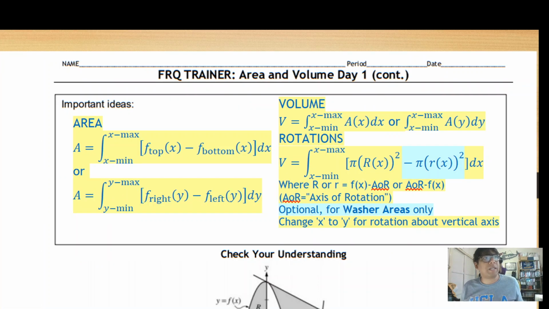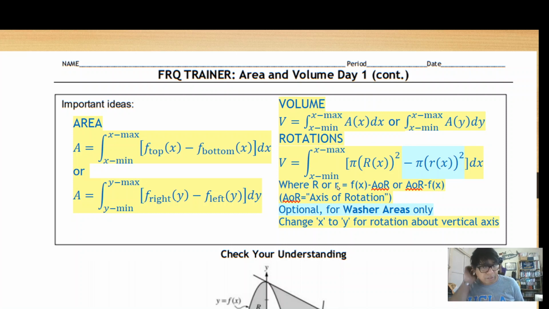Let's take a look at the box here. Let's take a minute to copy that down. You can pause the video, of course. I'll talk through it, and then when I'm done, I'm going to go to check your understanding. So area formulas are always the integral from x min to x max of f top minus f bottom. If you have a region where it's easier to find the area horizontally, you would do the integral from y min to y max of the right function minus the left function. So that takes care of all of this stuff on the left side.